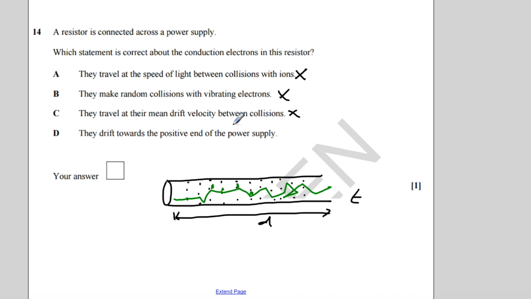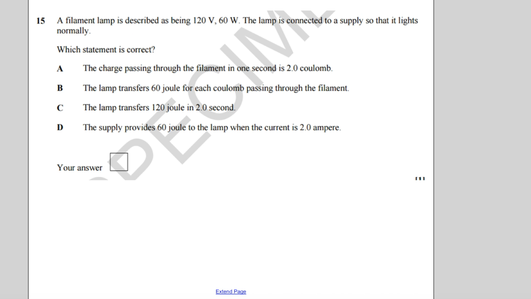They drift towards the positive end of the power supply, and that's something that we should know about electrons. If we've got an electric circuit, so sketch a quick little one, and it's about a resistor. So this big part is positive, small part is negative. We know that the electrons will be repelled from the negative end and attracted to the positive end, so we know that D is the answer that we're looking for there.